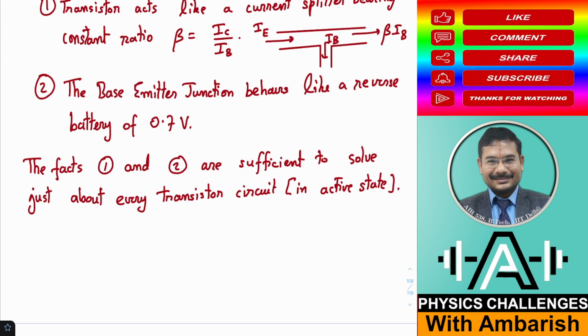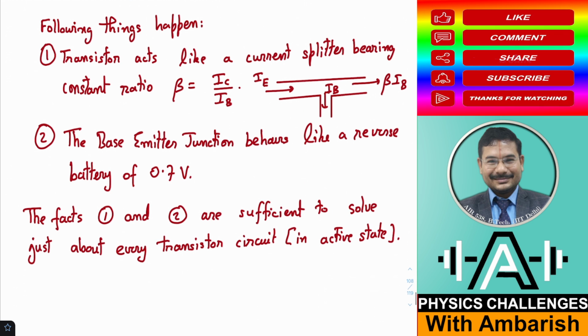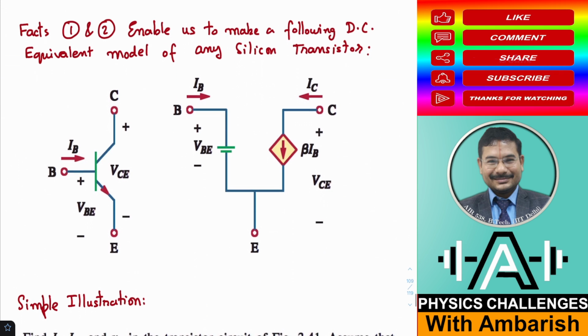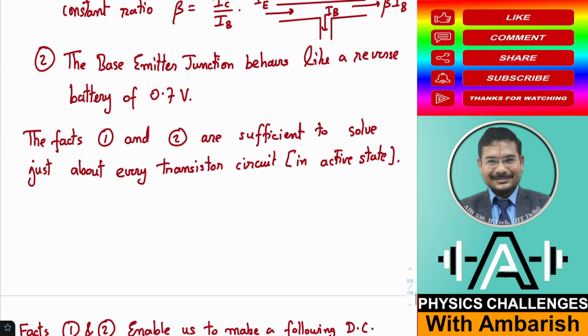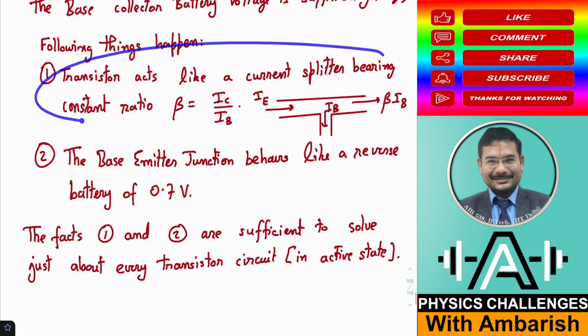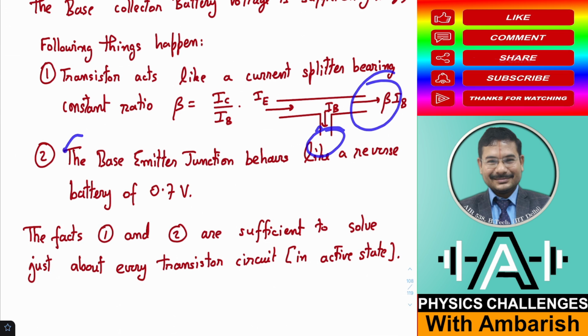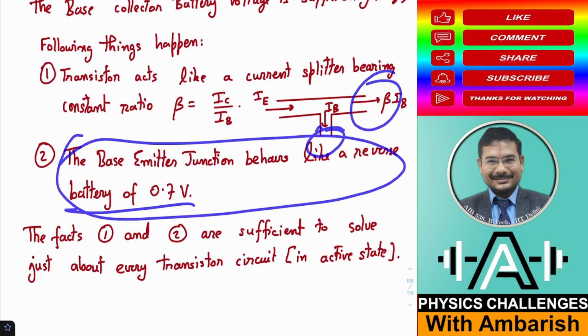And now I am going to discuss this in a lot more detail. Facts 1 and 2 enable us to make the following DC equivalent model of a silicon transistor. So what is fact 1? That the transistor is a current splitter. There is a constant ratio between the collector current and the base current, and the base emitter junction behaves like a battery of 0.7 volts.